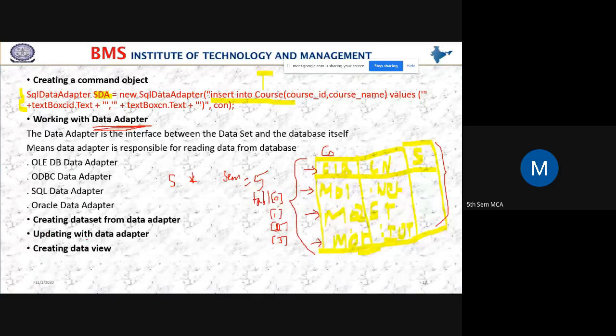Next, updating with data adapter. If you want to update any data, then you can update data in this database. Creating a data view. Creating a student's view means what?